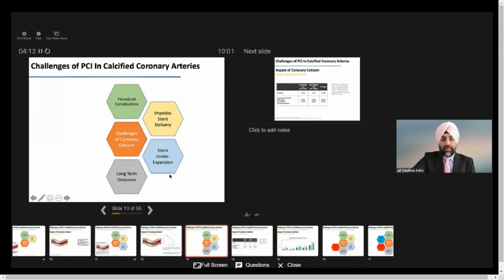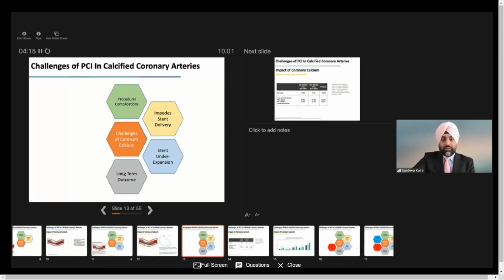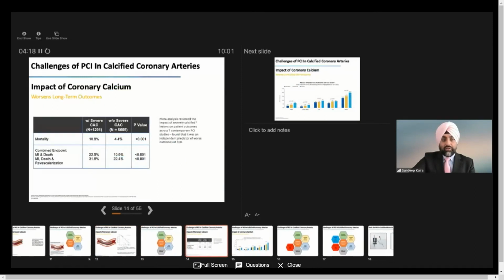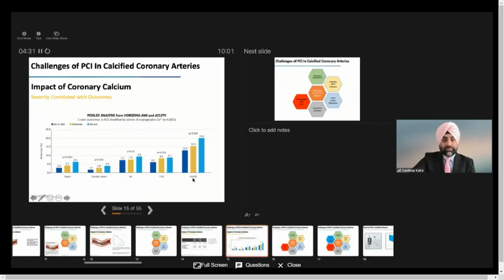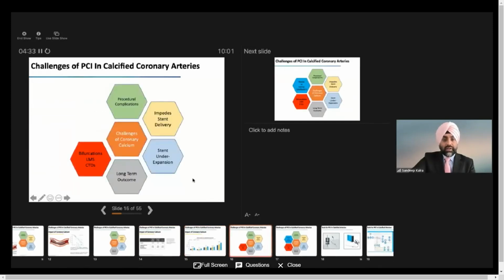The long-term outcome is also worse in arteries undergoing PCI that are heavily calcified. We know this from various studies looking at various parameters, but essentially there's increased mortality and increased cardiac events in patients that have PCI undertaken in calcified vessels.